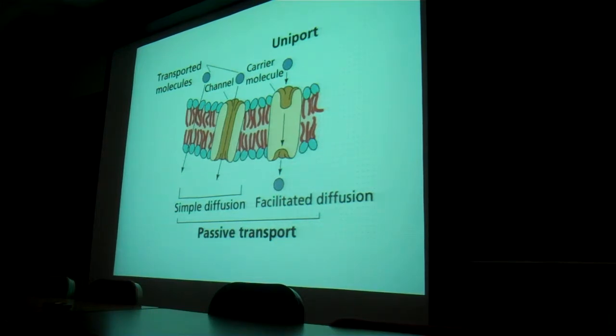Okay, it wouldn't go in if there was more stuff inside the cell than out. So that's still diffusion, but it's facilitated, because most molecules won't diffuse through the membrane, the lipid bilayer. Sugars are not going to diffuse through. They're not going to go through with all those hydroxyl groups. They're not going to go through the oily tails of those membranes. So you have to have some method for them to get in.